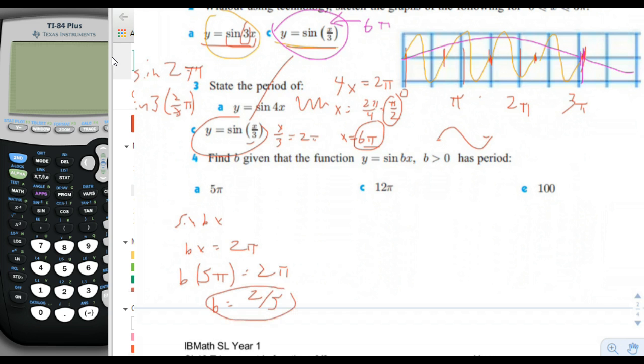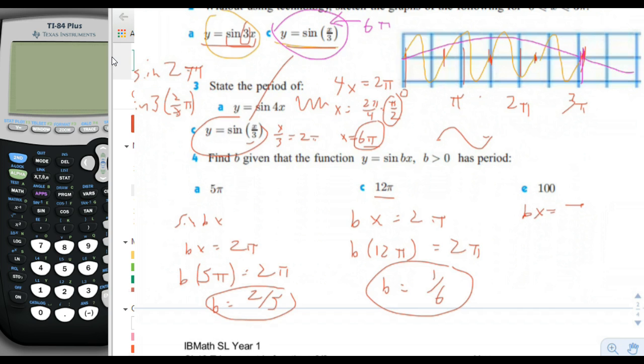So that's the first b. What about if the period is 12 pi? Then we have bx equals 2 pi again, and the x here is 12 pi. So b times 12 pi equals 2 pi, and b equals 1 over 6. And then finally we have bx equals 2 pi, where b is multiplied times 100, and that's equal to 2 pi. So b equals pi over 50. Okay, so those are the 3 periods of the sine waves here.